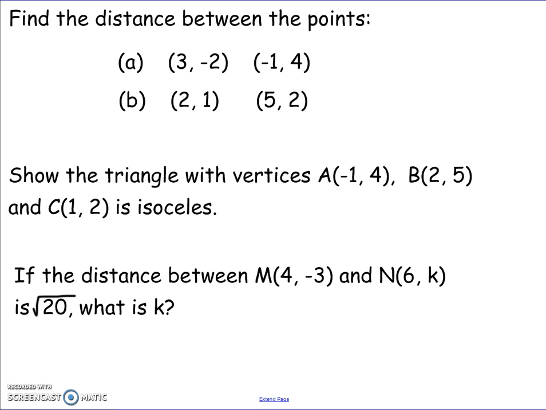So the first one, I gave you two sets of points in part A and part B. I wanted you to find the distance between them. The second one was showing that the triangle with vertices, so that's corners, A, B and C, given by these three coordinates, is isosceles. And the third one was, if the distance between two given points is the square root of 20, what is k, where k is the y part of one of those points. So it's the y coordinate of the point N, as shown over here. So these are the three questions I set. Let's have a crack at them.